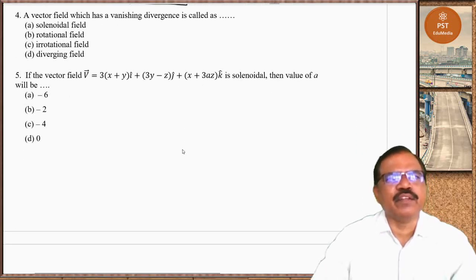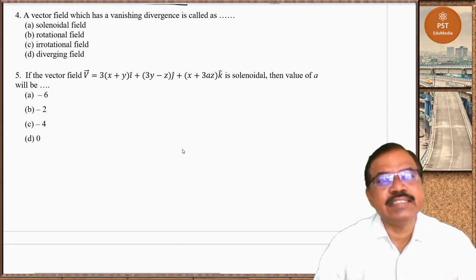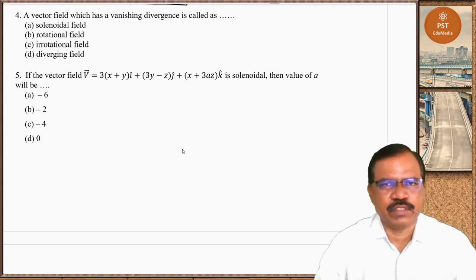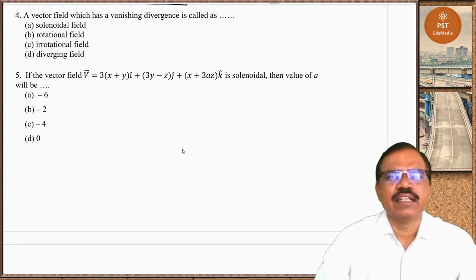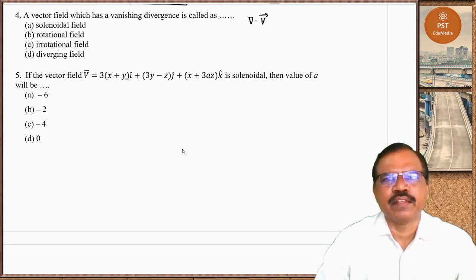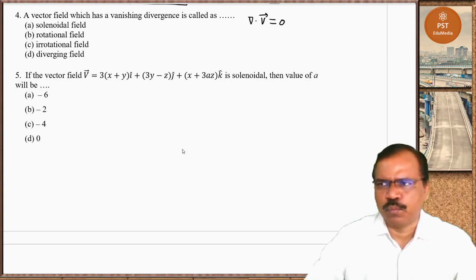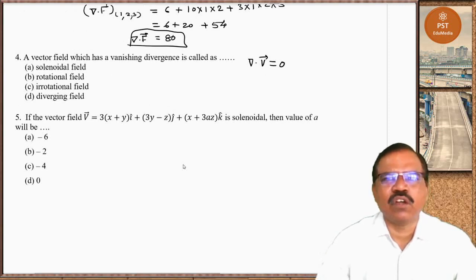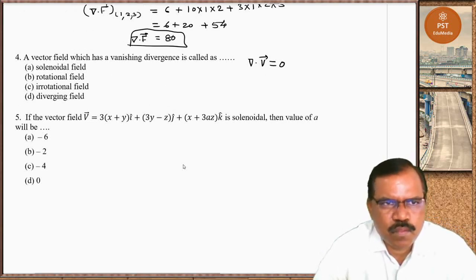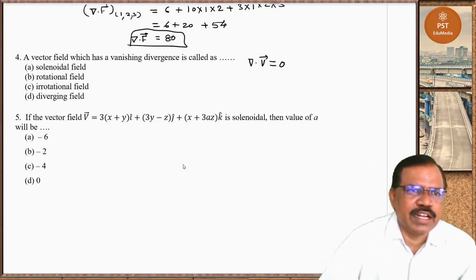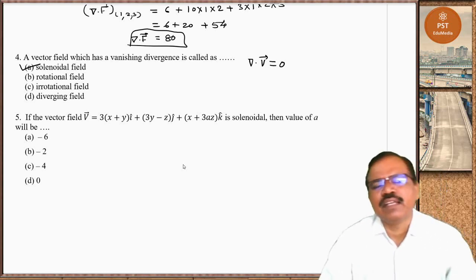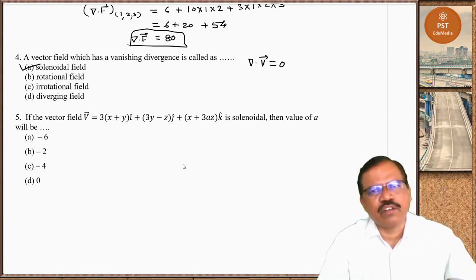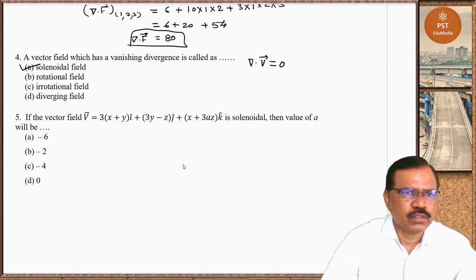A vector field which has vanishing divergence is called as? Vanishing divergence means suppose V is a vector field, then del dot V is equal to 0. Then that field is called solenoidal. Diverging field, when field is diverging field, del dot V is positive.